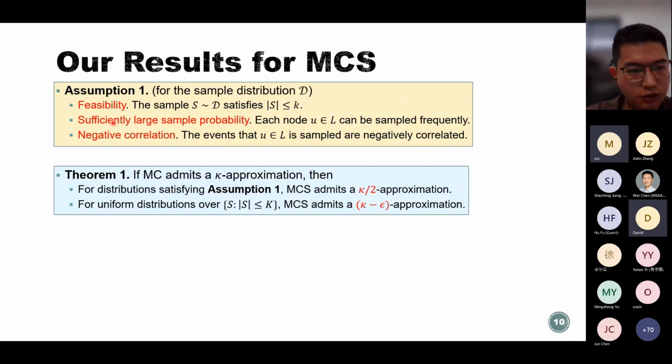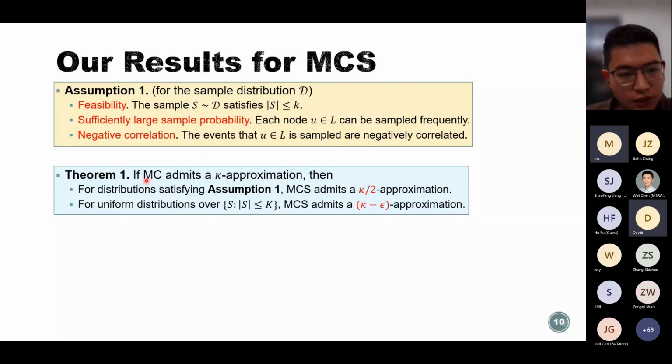First, it is feasibility, meaning that the sample S must be a feasible set. The second condition is sufficiently large sample probability, meaning that each node U can be sampled frequently. The third one is negative correlation, meaning that the events that U is sampled are negatively correlated: if I is sampled, then the probability that U is sampled will be smaller. Under this assumption, I have the following algorithmic results.